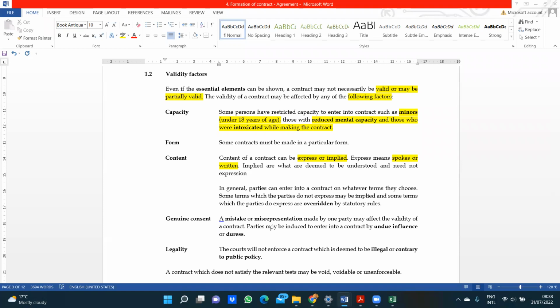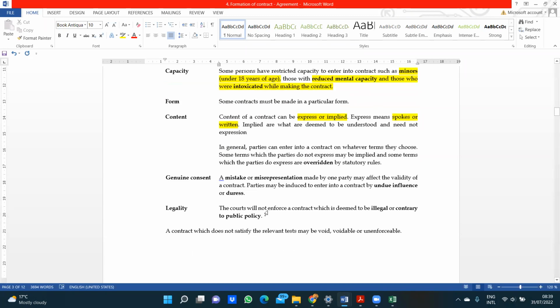Now, in general, parties can enter into a contract on whatever terms they choose. Some terms which the parties do not express may be implied, and some terms which the parties do express may even be overridden by statutory rules. For example, again, an employment contract may have some express terms, but under the statute there are some protections for the employees, and therefore these express terms are overridden by statutory rules.